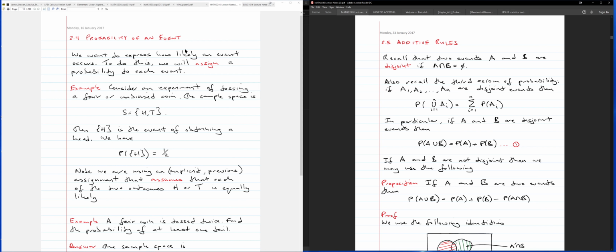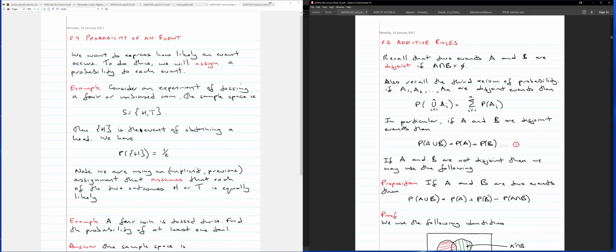By now you should know what an event is. An event is a subset of a sample space, and what we want to do is calculate probabilities of events. A very simple case is if we toss a fair coin once. The sample space is the set of possible outcomes for this experiment, and it would be either heads or tails.